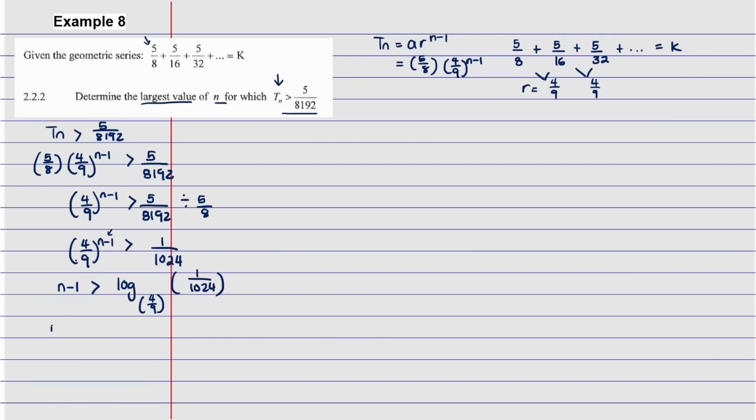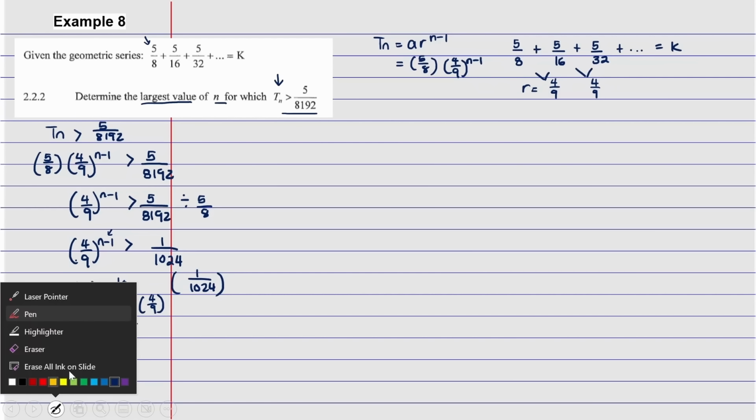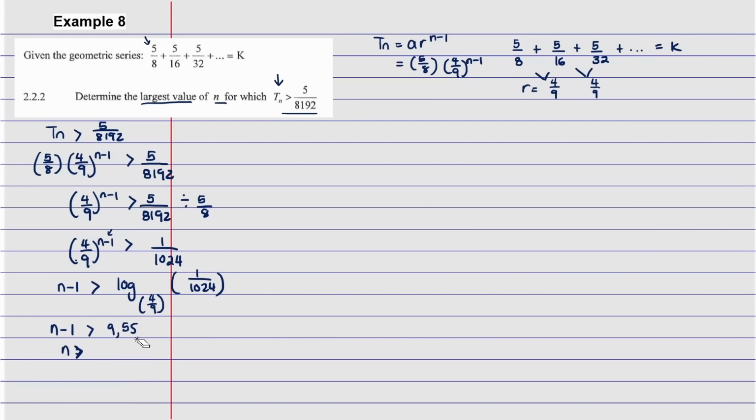So punch that into the calculator, and you're going to get n minus 1 is greater than 8.55, right? Take the 1 to the other side. I made a slight mistake, so here you're going to get 8.55. Take the 1 to the other side, so it's going to be 9.55, right?